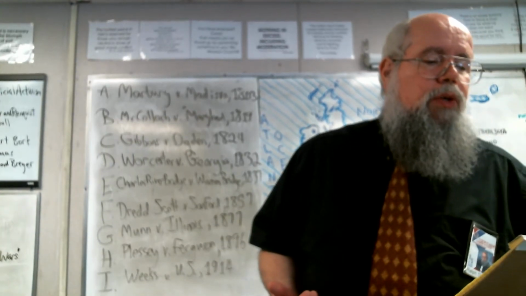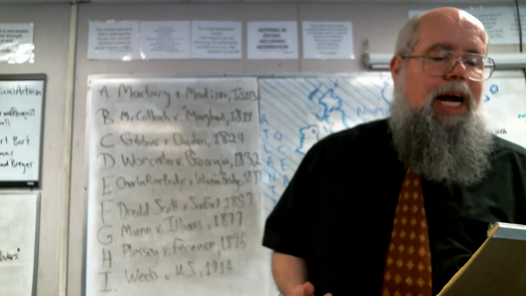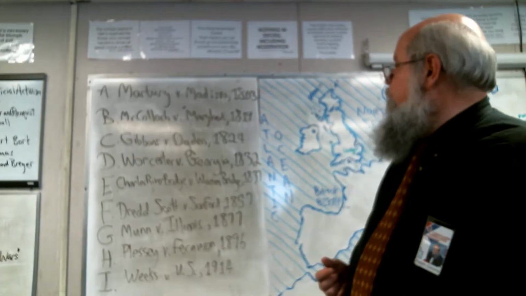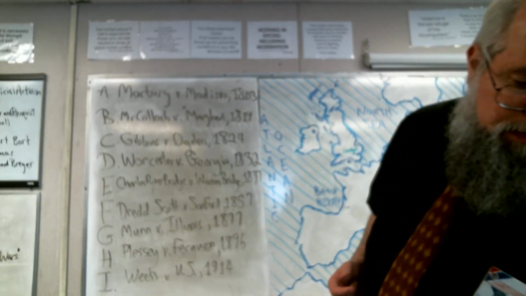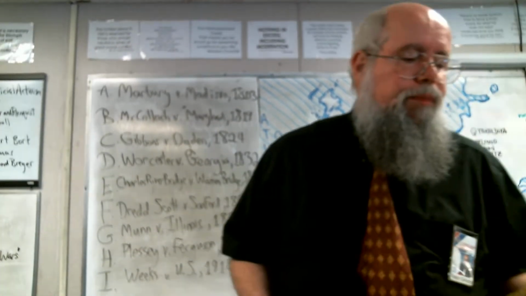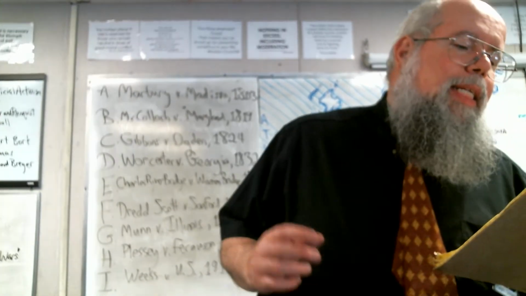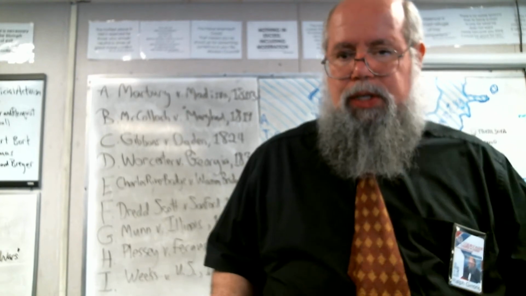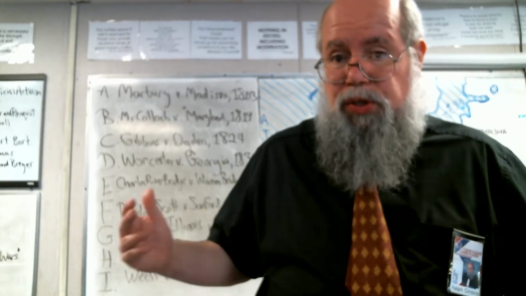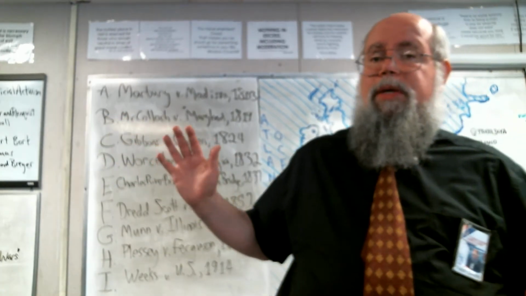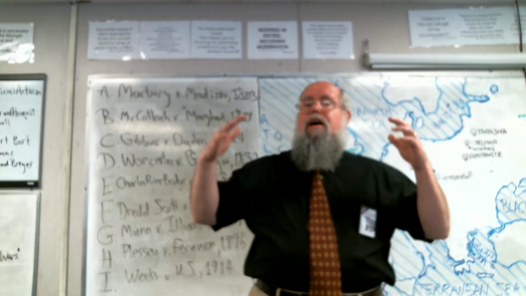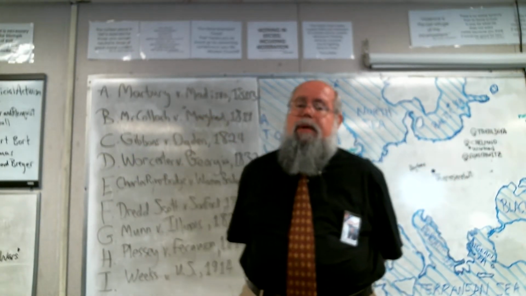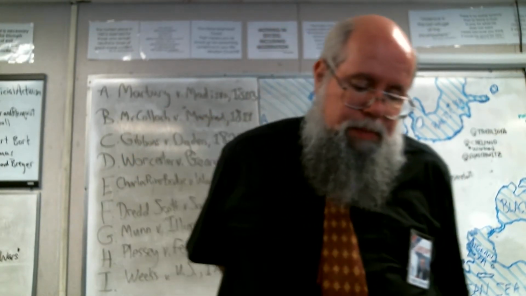Then we go to Gibbons versus Ogden, 1824. What Gibbons versus Ogden does is say that states cannot interfere with Congress regarding interstate commerce. That particularly is interstate commerce, whereas McCulloch versus Maryland is a more general assertion of federal supremacy and implied powers. So, Gibbons versus Ogden.